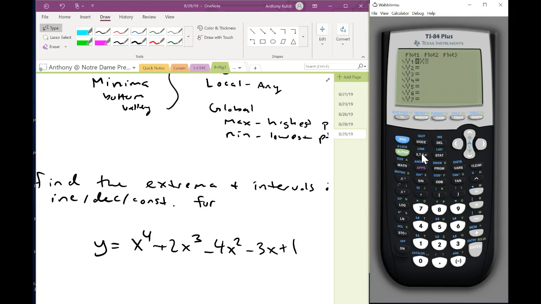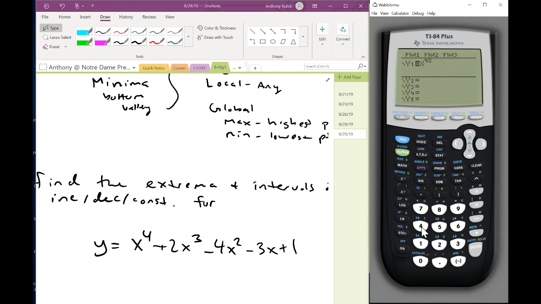The next thing I need to do is I need to get this exponent of 4 on there. To type an exponent, I'm going to press this caret up button that's right below the clear button. When I press that button, it moves my cursor into the exponent. I can then type the number 4.